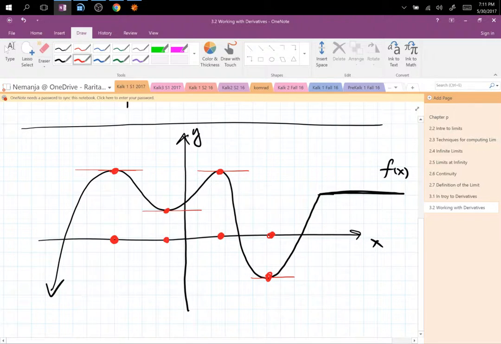Maybe you want to write this as a sentence. The derivative must pass through the x-axis wherever the function has either a min or a max.